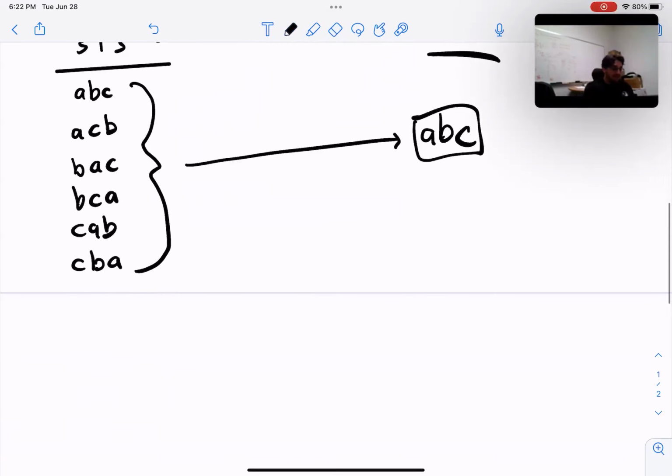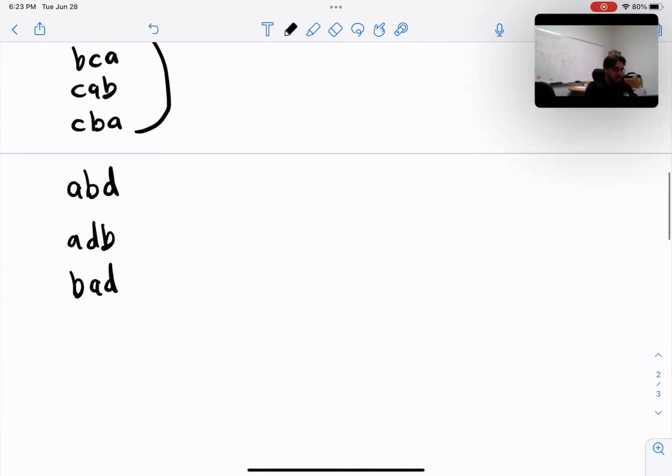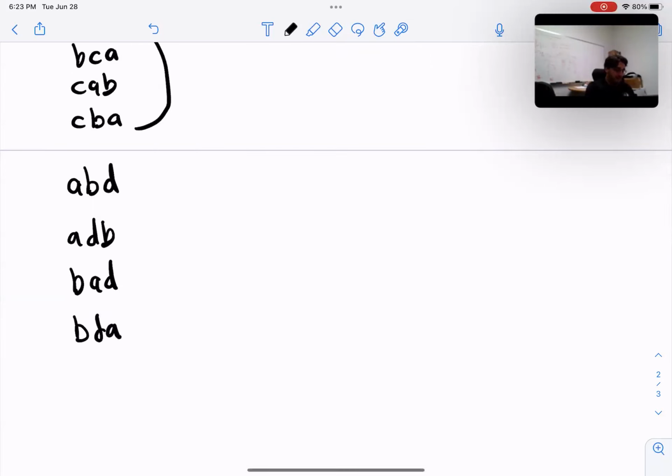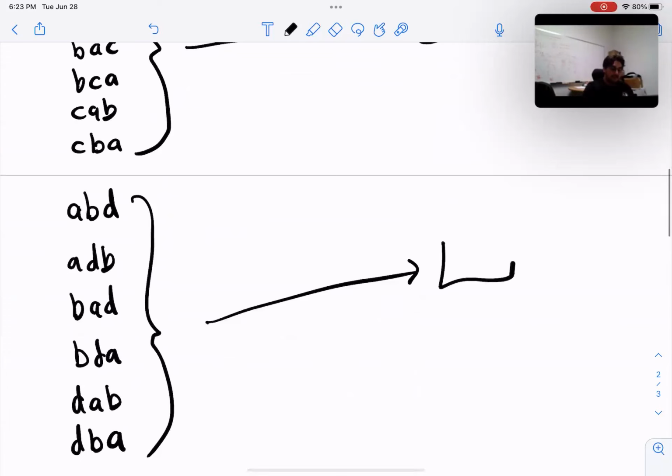So what would I have next? Maybe now I'll do, in alphabetical order, all the permutations that use A, B, and D. So I could have A, B, D, A, D, B. This is too many, clearly a bad idea. B, D, A, and D, A, B, and D, B, A, right? Well, again, all of these correspond to just a single combination. All of those permutations correspond to just A, B, D, just one combination.